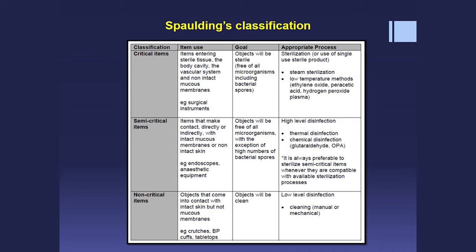And then there is a category of non-critical instruments or appliances. So objects that come in direct contact with intact skin but not with mucous membrane can be considered non-critical items. For example, your stethoscope or BP apparatus. So low level disinfection is enough for processing these instruments. So according to this classification, we have to choose which sterilization or disinfection procedure is enough for processing of equipment that we use in our day-to-day practice.